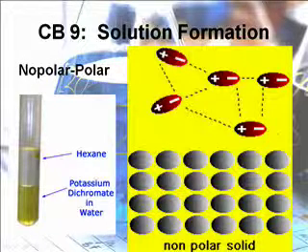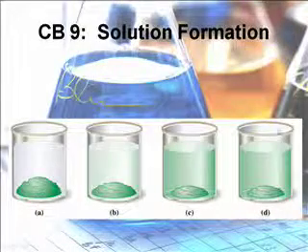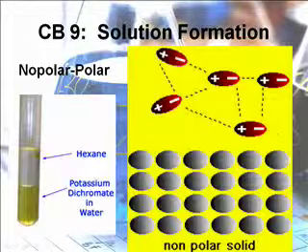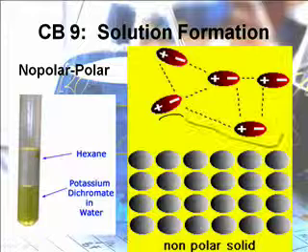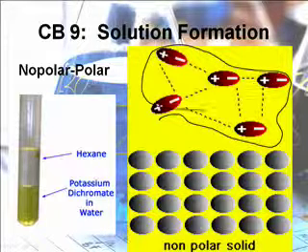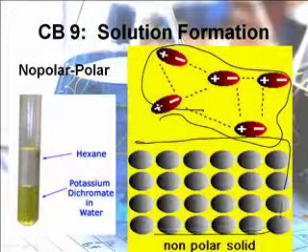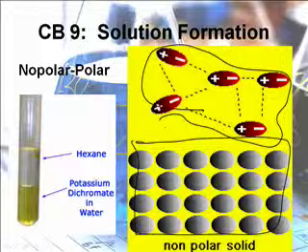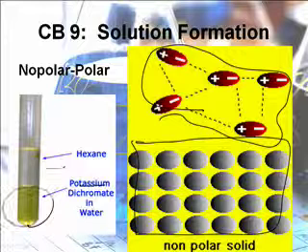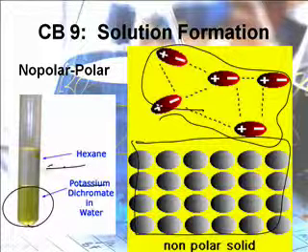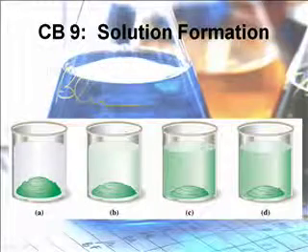Nonpolar dissolving nonpolar. Actually, hold on. Nonpolar and polar, the reason they don't mix is the positive things are attracted to the negative things, and they stick together, and the nonpolar things stick together, and so they don't dissolve. So this would be basically potassium dichromate. This is water, and this is another nonpolar substance, hexane, and it separates there because the hexane is not attracted to the water molecules. All right.